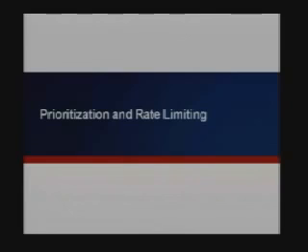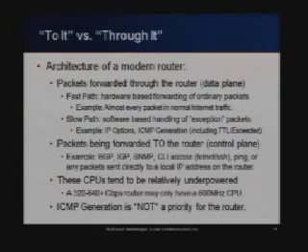The other thing that comes into play with traceroute is prioritization and rate limiting. The architecture of a modern router is very different depending on whether you're forwarding packets or sending packets to the router. Assuming that you're forwarding packets through the router, that's called the data plane. In many cases, there are actually multiple paths within the data plane. There's the fast path, which is optimized to be as efficient as possible, and in modern routers this is entirely hardware-based.